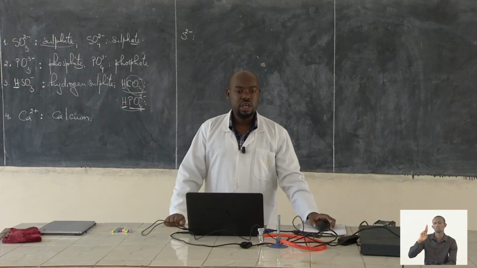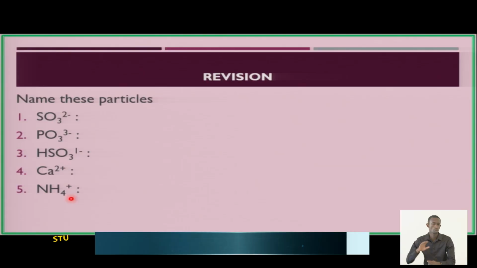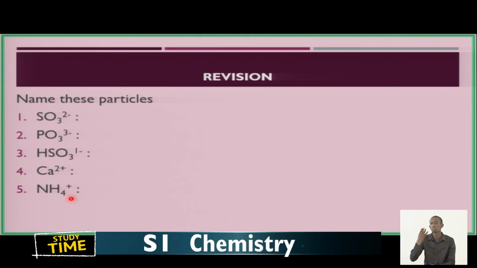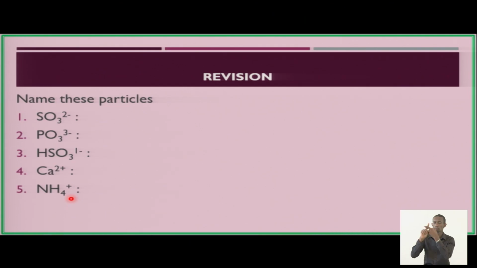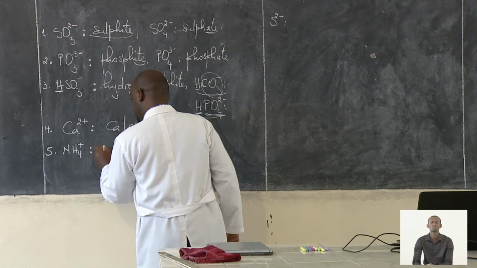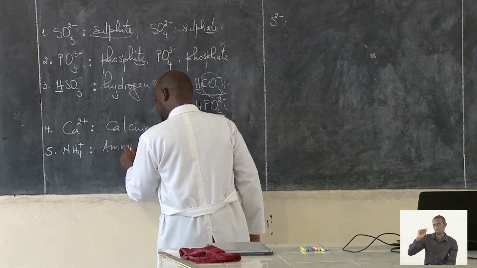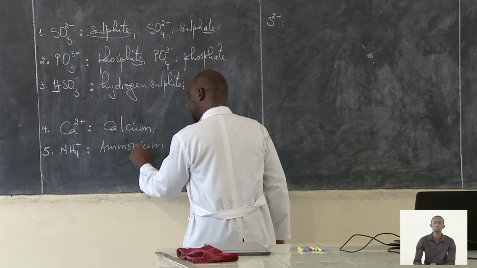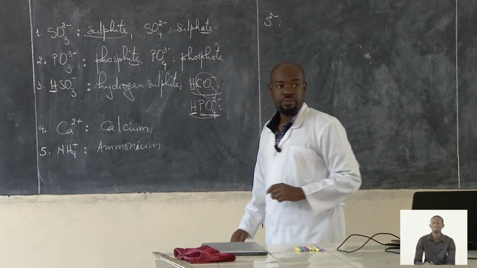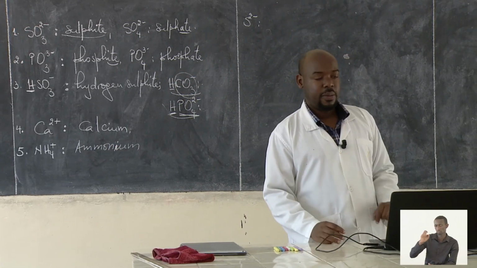Now let's go to the last particle, NH4 positive. NH4 positive, we call this one the ammonium ion. It is a polyatomic ion, the ammonium ion.